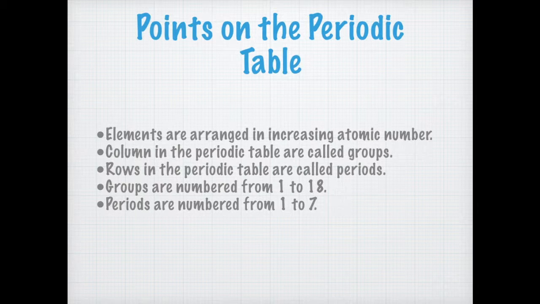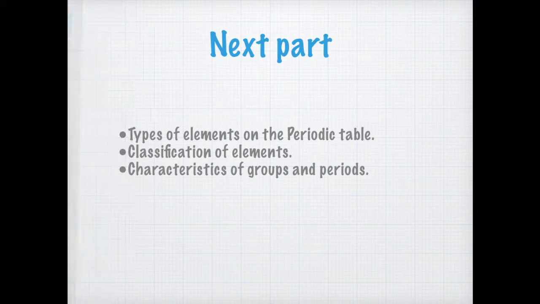So what are we going to study in the next part? Well, we're going to study about the types of elements in the periodic table in the next part. We're going to study about the classification of elements, what each element means in the periodic table, what groups and periods stand for, and etc. We're also going to study about the groups, characteristics of elements of groups and periods, the common characteristics of elements in the same group or in the same period.